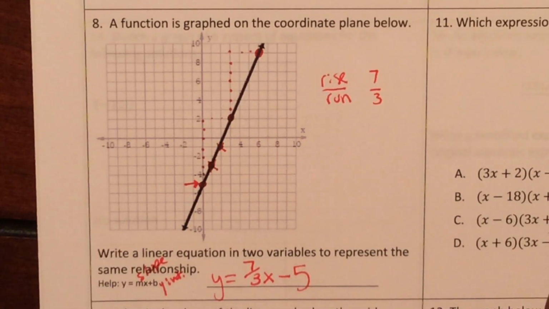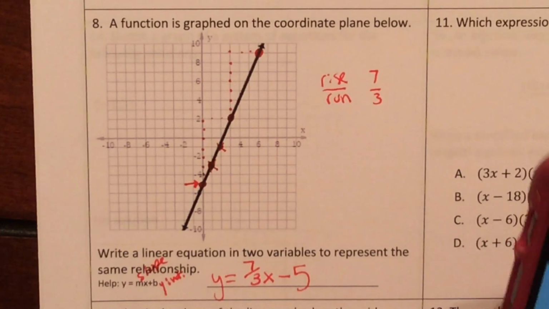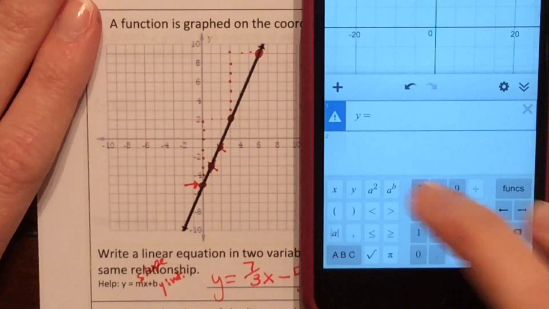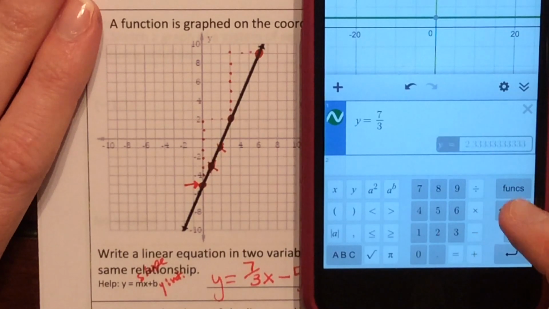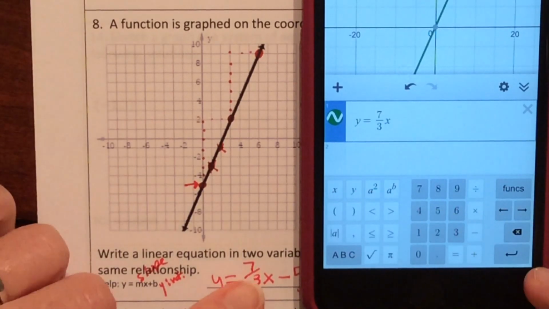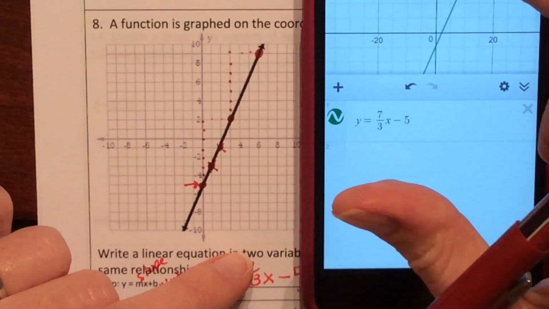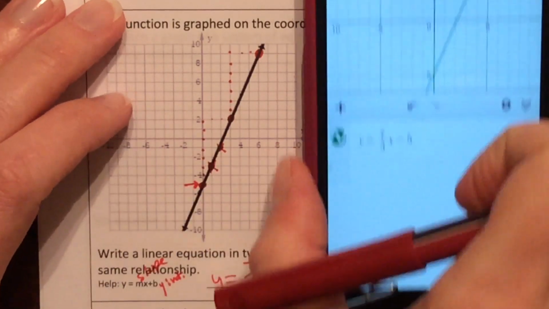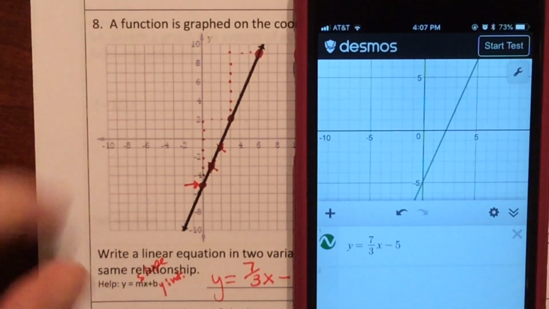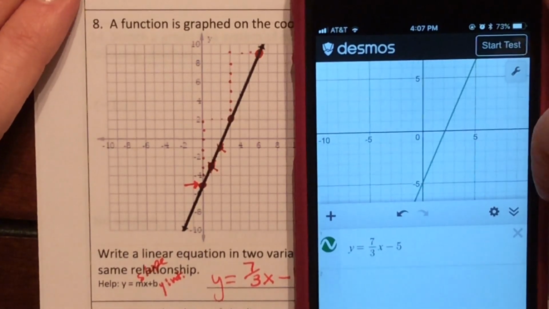And we can type that in to make sure that that is correct. y equals 7 divided by 3x minus 5. And then we can look at it and see if the graphs are going to go through some of the same points, and we can compare them.